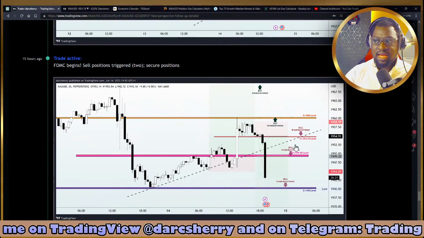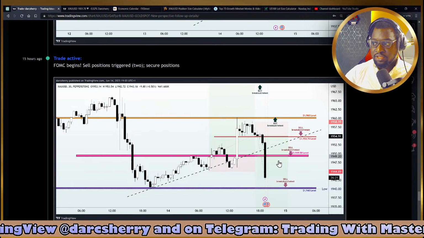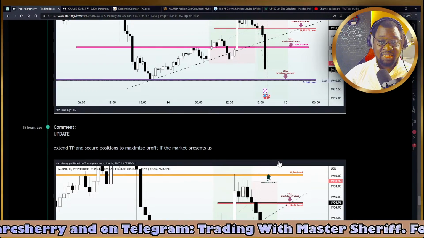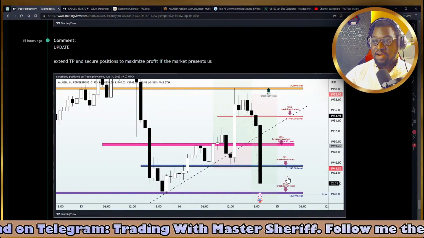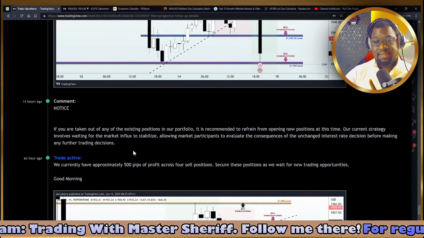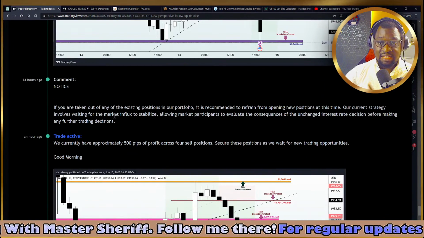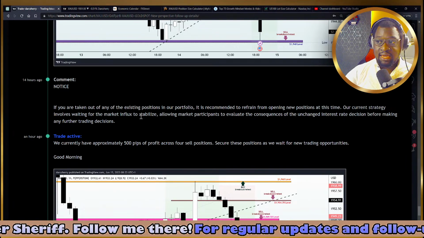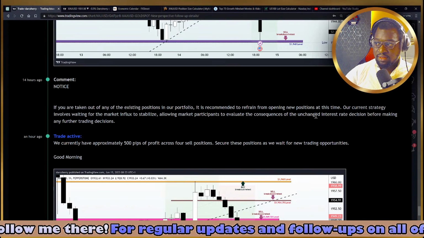With that situation here, we had our sell stop order triggered. We had a second one at the $1,949.50 level triggered as well, as we continued to maximize the potential of this bearish move. Then we also saw the $1,945.50 level triggered, maximizing the potential. And I stated here yesterday as a caveat that if you were taken out of any of these existing positions, probably you moved your stop loss too close, and it is recommended to refrain from opening new positions at this time.